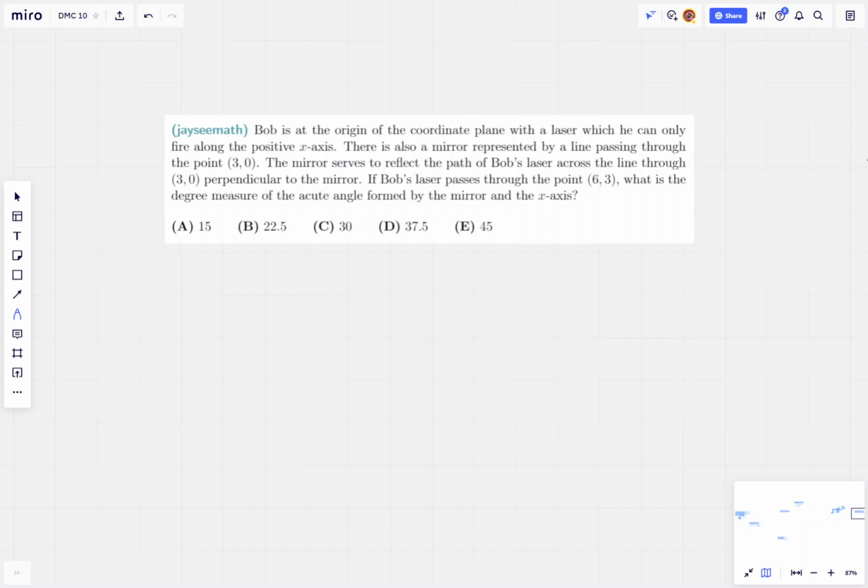This is problem 12 from the 2021 DMC 10A. Bob is at the origin of the coordinate plane with a laser which it can only fire along the positive x-axis. There's also a mirror represented by a line passing through the point (3, 0). The mirror serves to reflect the path of Bob's laser across the line through (3, 0) perpendicular to the mirror.